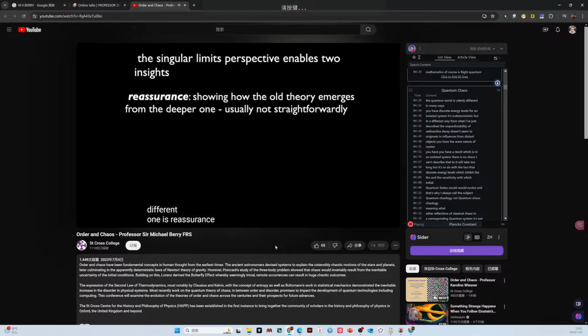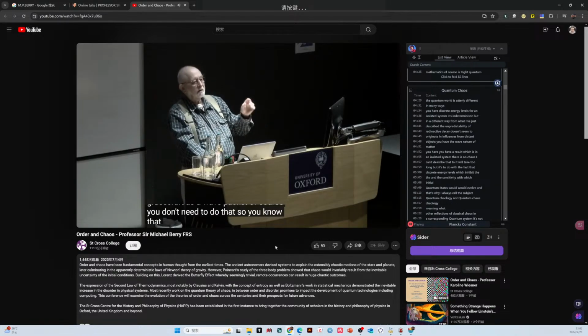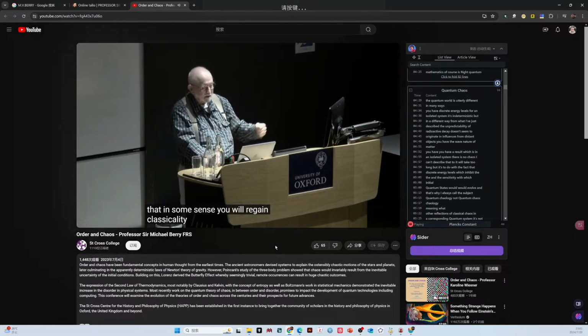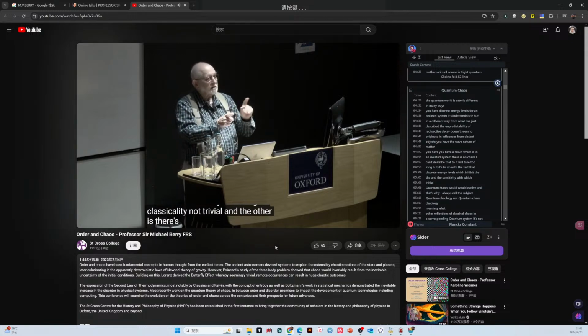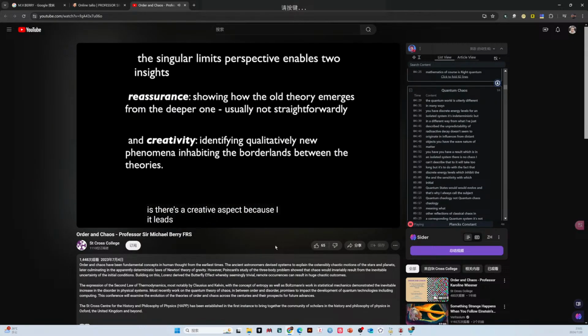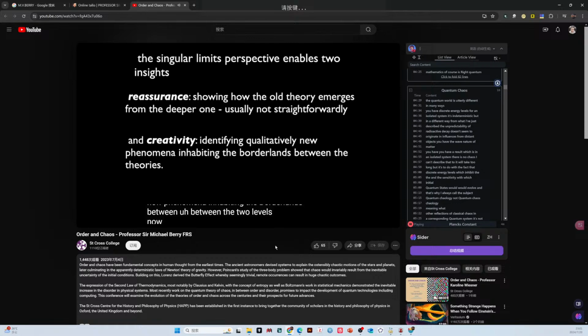One is reassurance, to show that the old theory emerges from the deeper one, usually not straightforwardly, but you know it must happen. When you program a spacecraft to go to the moon, you don't write the Schrödinger equation and treat the spacecraft as a wave packet. Of course you don't need to do that. But you know that in some sense you will regain classicality, not trivially. And the other is a creative aspect, because it leads you to identify qualitatively new phenomena inhabiting the borderlands between the two levels. Now let's look at the reassurance, quantum to classical.